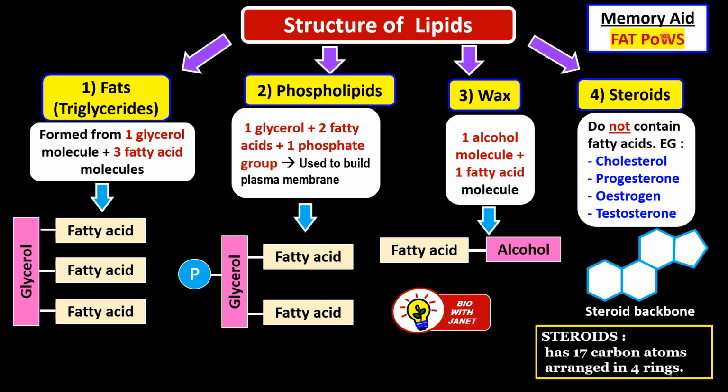So remember the acronym FAT POWs. Fat, these are all the 4 types of lipids. Fat stands for the fats. POWs, P stands for the phospholipids, PO. And then W stands for wax and S for steroids. So as we go from one lipid to the other, the number of fatty acid molecules will become less and less, right? From 3 fatty acid molecules to 2 to 1 and then to 0. So remember FAT POWs for the 4 types of lipids.